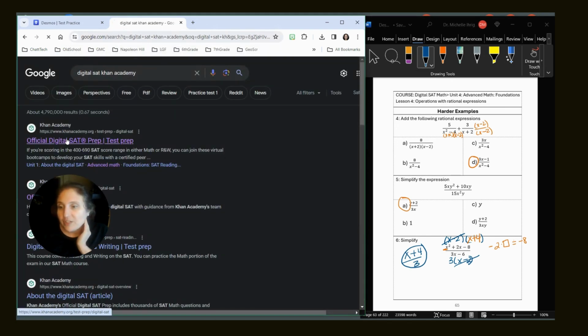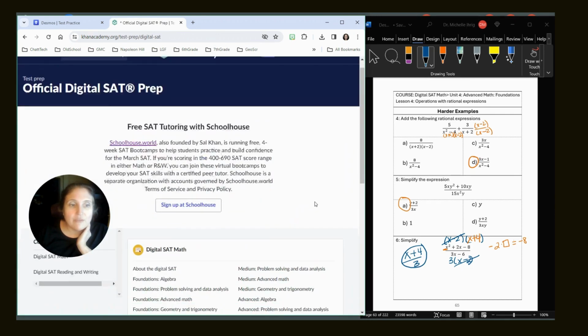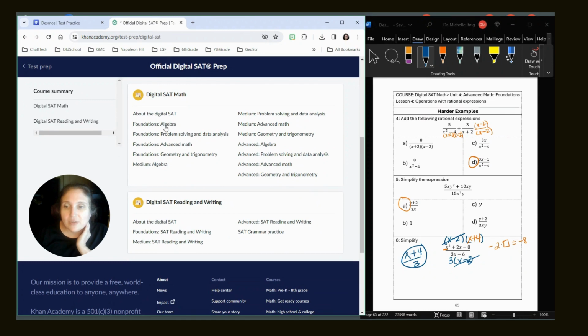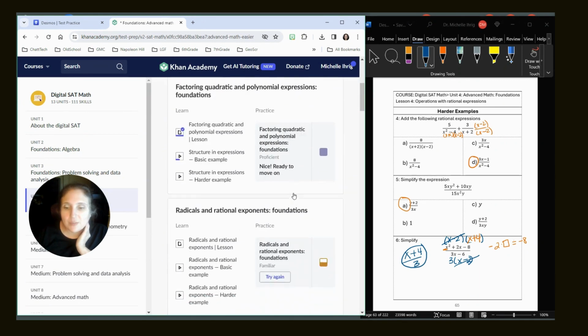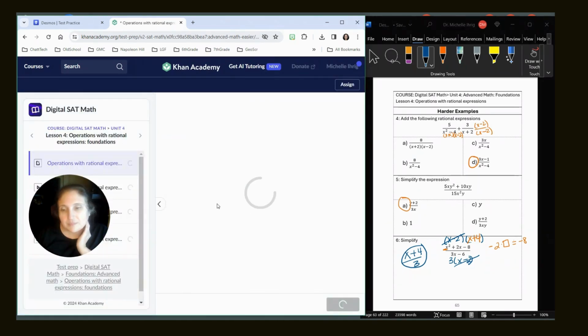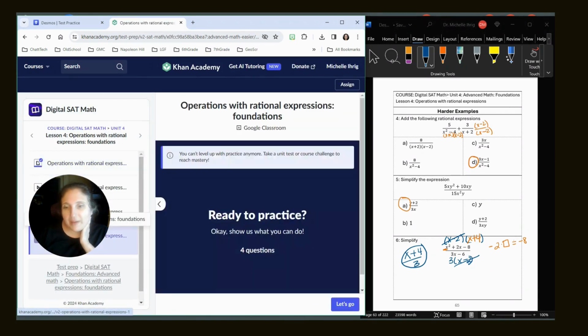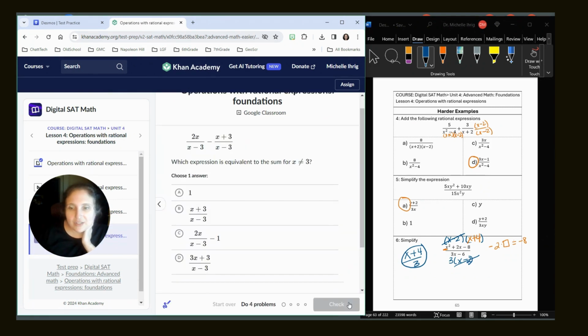Okay. What you're going to be doing when I say go back to Khan Academy is you've created your thing. We're doing Unit 4 Advanced Math Foundations. So here's Unit 4 Advanced Math, Unit 4 Advanced Math Foundations. We just did Lesson 4 called Operations of Rational Expressions. So we're going to go down here to Operations of Rational Expressions, and you're going to do the practice right here. Okay. And so this is the practice that I want you to do. So you would just click Let's Go and use the techniques I just taught you, right?